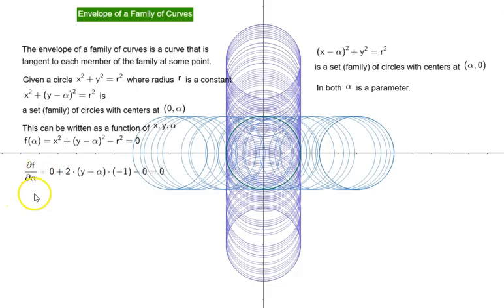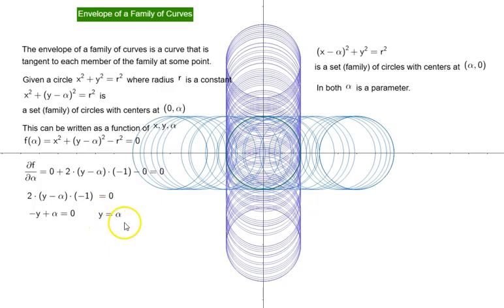So dou f by dou alpha is equal to, remember this is a constant, so 0 plus 2 times (y minus alpha) times minus 1. Again, r will be constant, so 0 is equal to 0. Let's start simplifying this. 2 times (y minus alpha) times minus 1 equal to 0, which means minus y plus alpha equal to 0, which means y is equal to alpha.